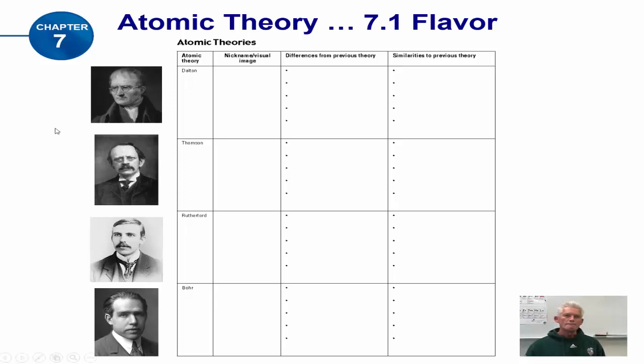So in the case of John Dalton, you want to think of his model as the billiard ball model. And you've all seen billiard balls. There you go. We'll get into the details as to what goes in these lovely little boxes, the differences from previous theory, similarities to previous theory. You should have that, of course, as a handout. This is an assignment for 7.1.